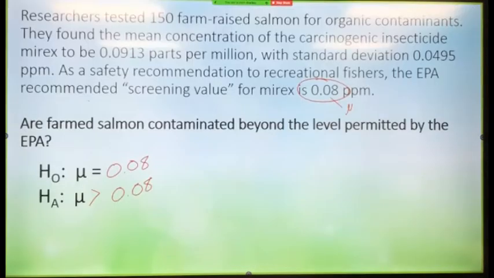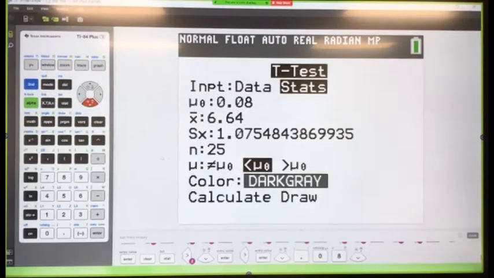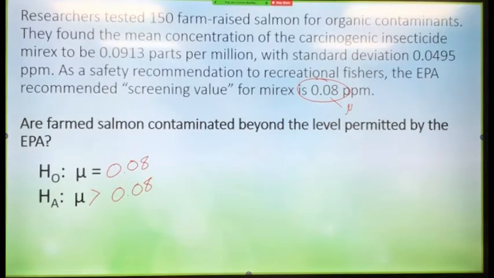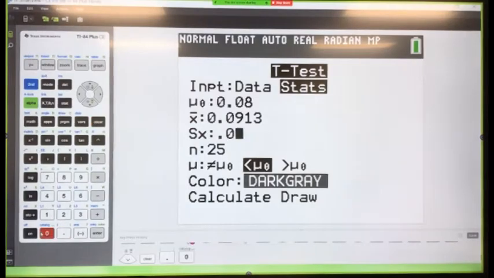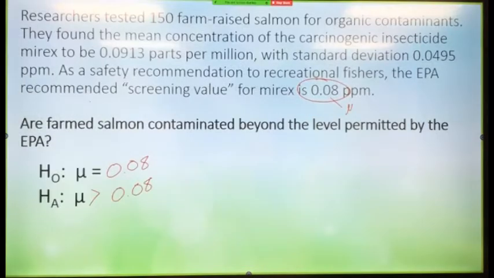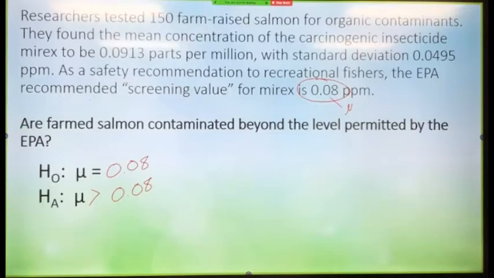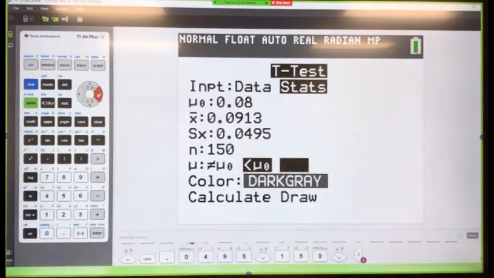What is my average for the data? 0.0913. Yep. What's the S value, my standard deviation? 0.0495. And how many samples did I have? 150. And down here, what symbol did I use? I used the greater than symbol. Right there.